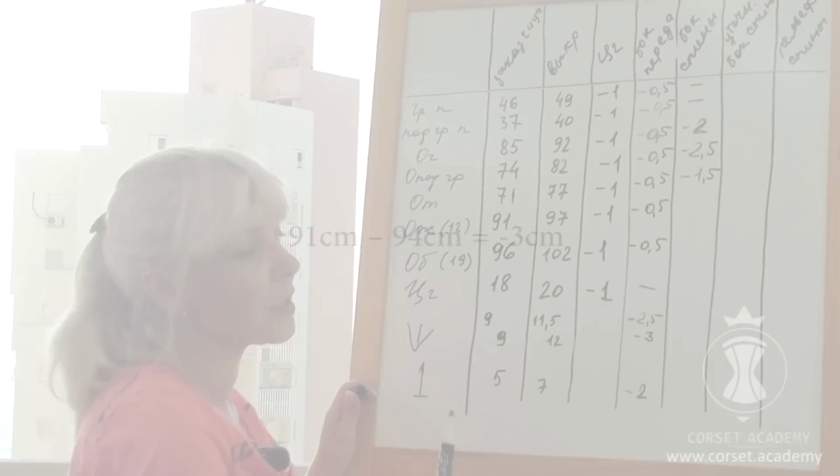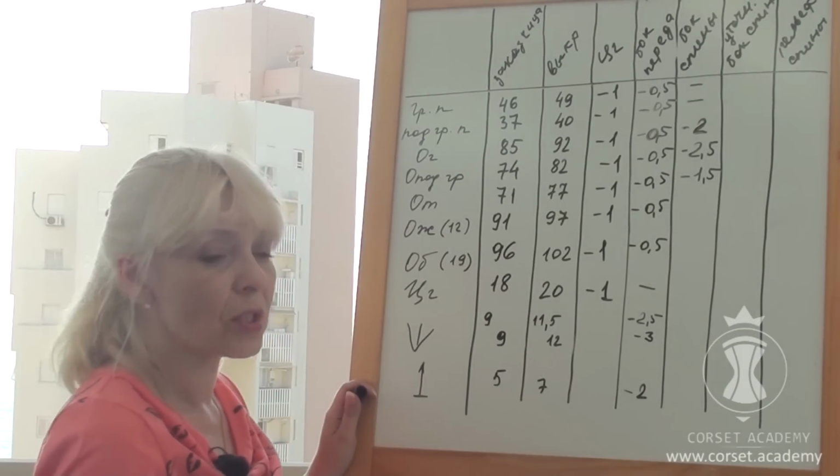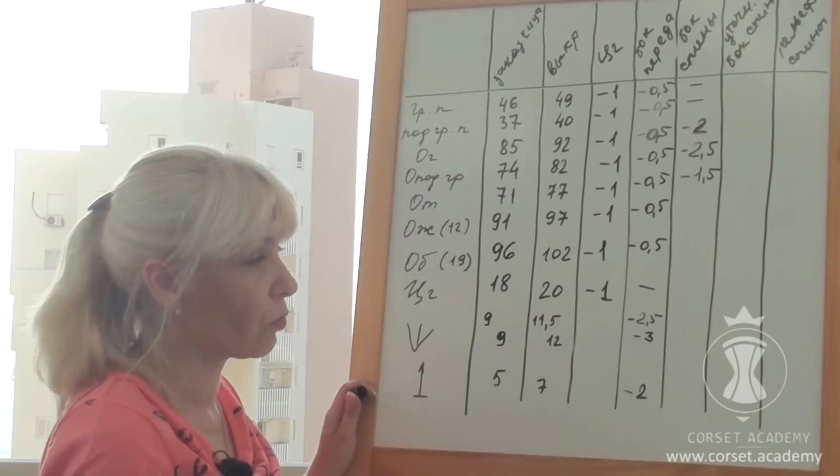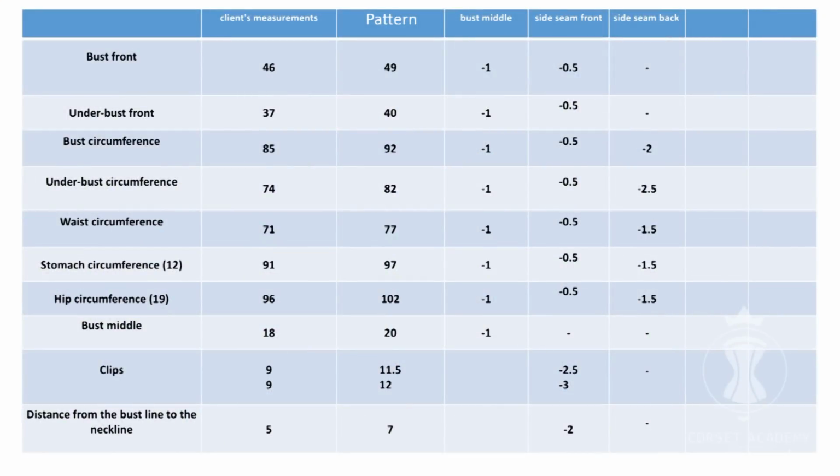Therefore, I need to shift the side seam of the back 3 centimeters inwards. Since the back of the dress is made of 2 halves, I need to narrow each one down by 1.5 centimeters. I write -1.5 centimeters in line 6 of column 6.